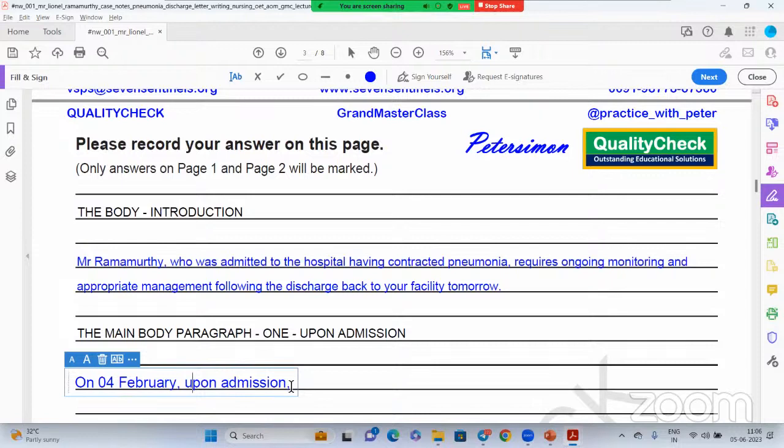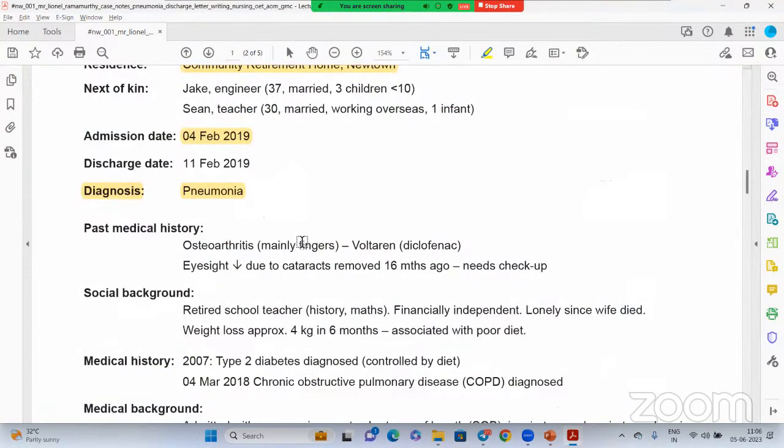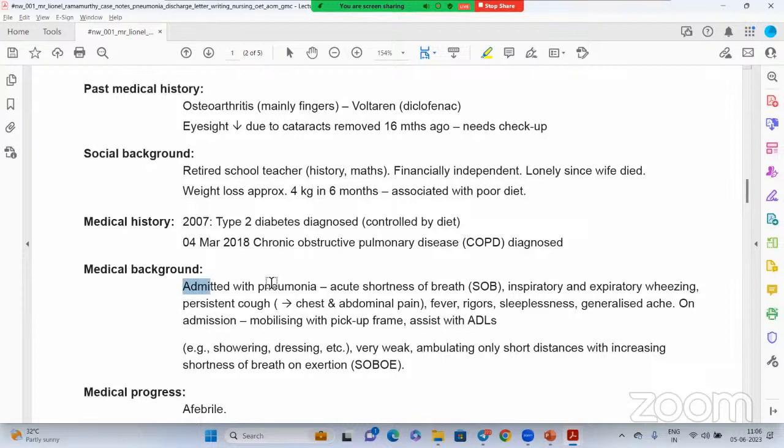Now what happens? What are the important things you have to write? So, medical background: admitted with pneumonia. He was experiencing acute shortness of breath. Number two, inspiratory and expiratory means both, complete wheezing. Inspiratory means breathing in, expiratory means breathing out. So in breathing in and breathing out, it's a complete breathing problem, wheezing.